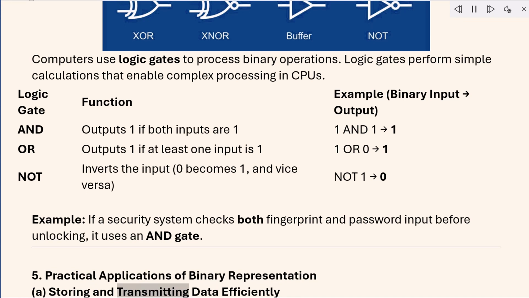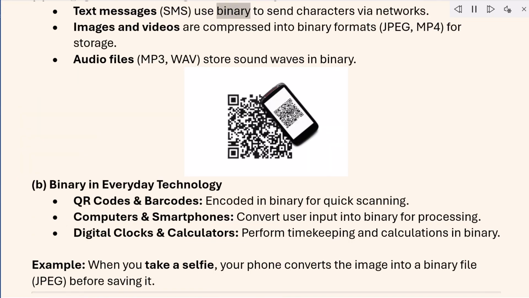5. Practical applications of binary representation. A. Storing and transmitting data efficiently. Text messages, SMS, use binary to send characters via networks. Images and videos are compressed into binary formats, JPEG, MP4, for storage. Audio files, MP3, WAV, store sound waves in binary.